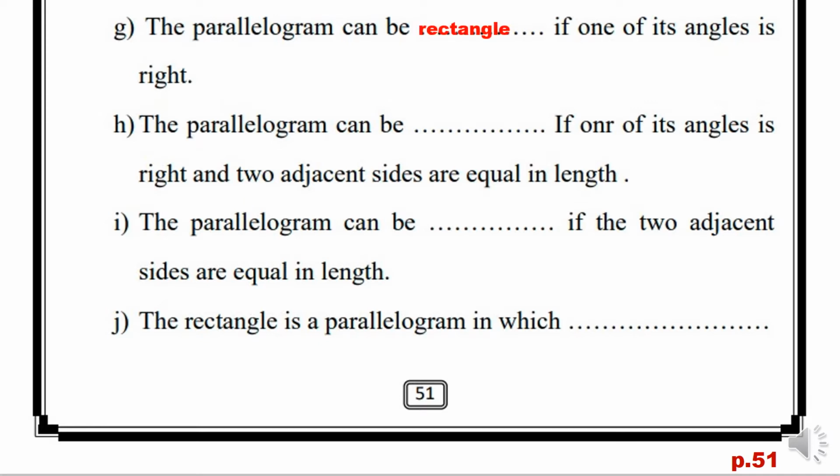The parallelogram can be what if one of its angles is right and two adjacent sides are equal in length. So one of the angles is right and two adjacent sides are equal in length, so it will be a square. The parallelogram can be what if the two adjacent sides are equal in length. So two sides only are equal in length. It's a rhombus. The rectangle is a parallelogram in which one of its angles is right.